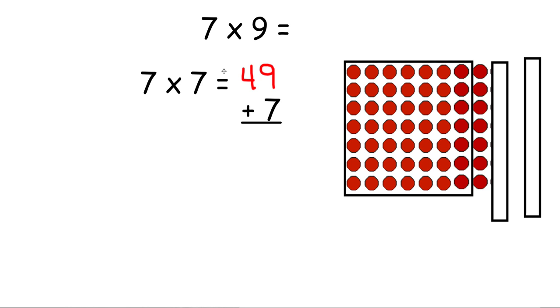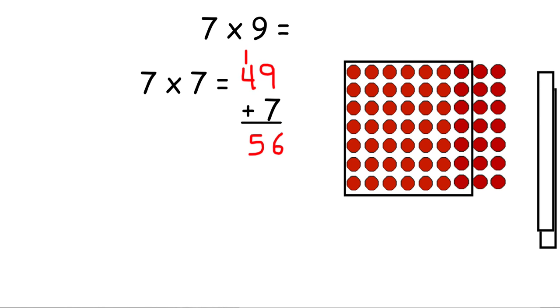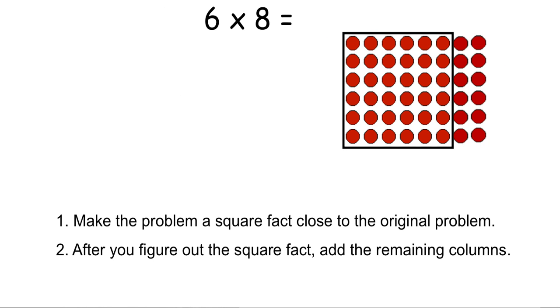So 49 plus 7 is going to be 16 and a 5, so 56, but we're not done, remember, because we still have one more column, so that means we need to bring in one more 7. And so now 6 plus 7 is 13. 1 and 5 is 63, and that is the answer to our problem here of 7 times 9 equals 63. So let's look at this with rules. So the first rule, make the problem a square fact close to the original problem.